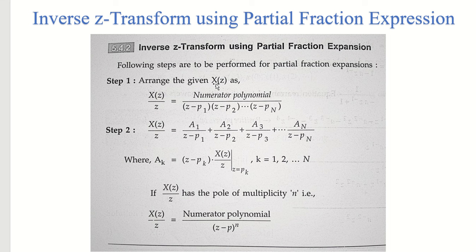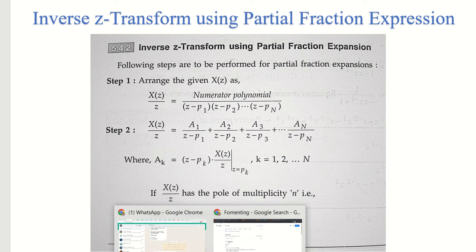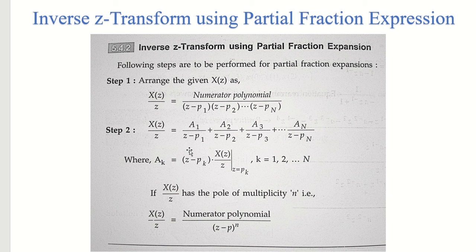Now if X of z divided by z has a pole of multiplicity n, then what will happen? The denominator will get the power raised to n. That's exactly what is happening here. X of z by z equals the numerator polynomial divided by z minus p raised to n, because we have z minus p1, z minus p2, z minus pn, so we get z minus p raised to n, which can also be represented using this formula.